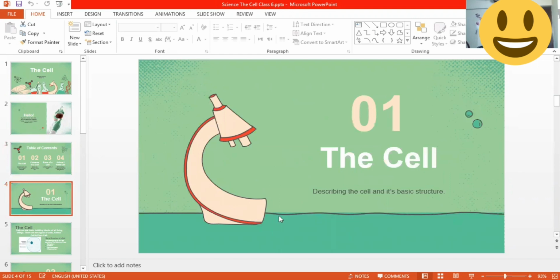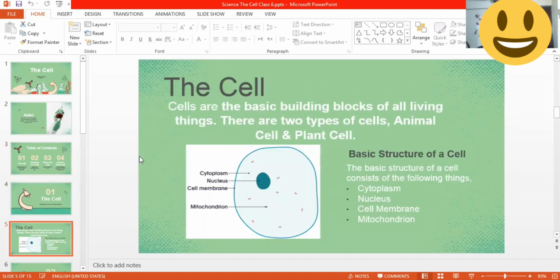So, what is a cell? Like I said in the beginning, it's not the cell that's present in your remote control. This is a cell that is present inside your body, and you have multiple of them. So cells are the basic building block of all living things. Cells are the basic building blocks.